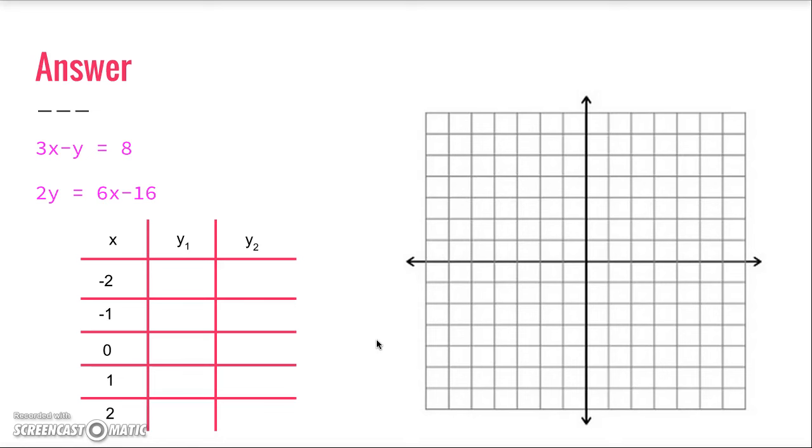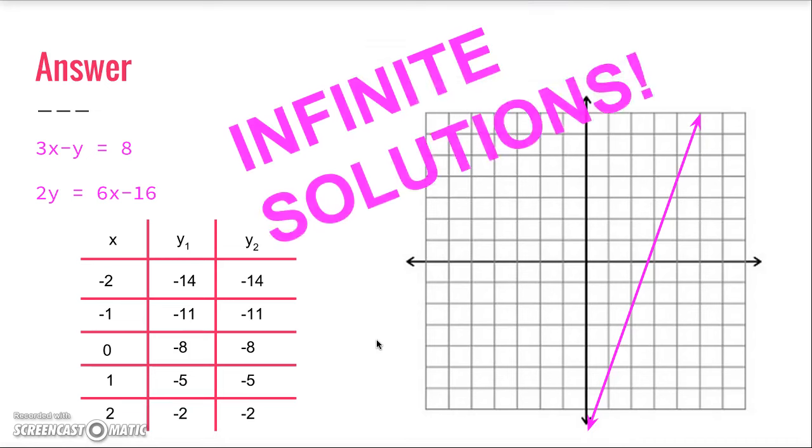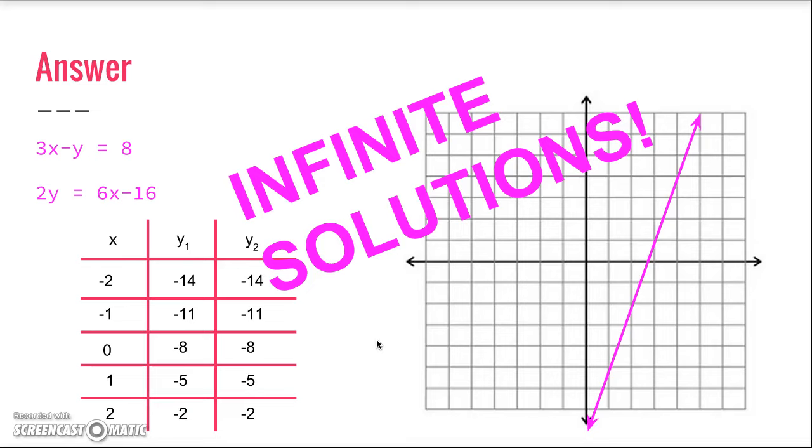Now I'm sure you're wondering, oh, well, both our equations are pink. Well, there's a reason behind this. If we plot our lines, look at that. Every y value is exactly the same. So what does that tell you? It's just one line. The line is exactly the same. And therefore, we have infinite solutions.